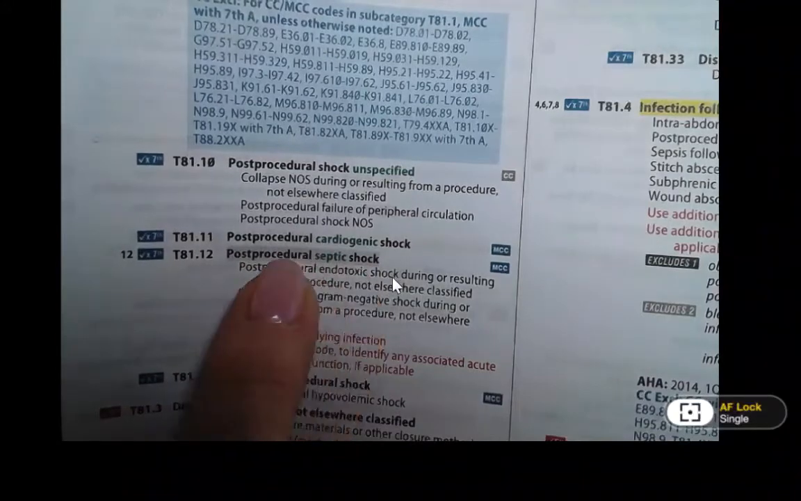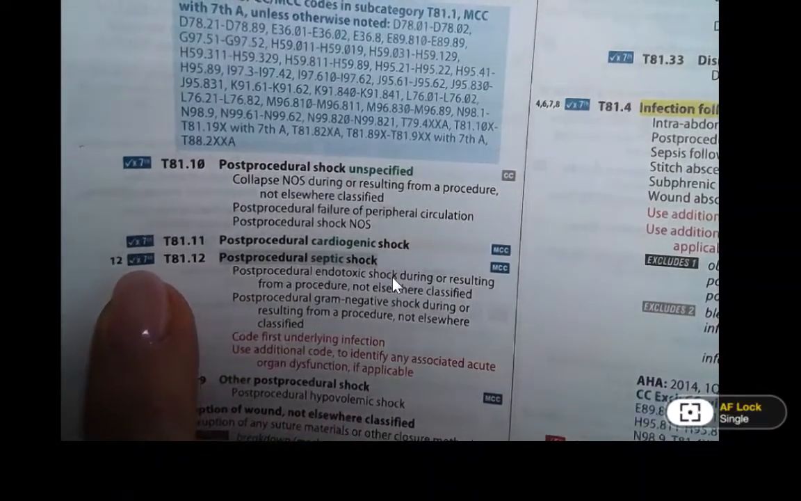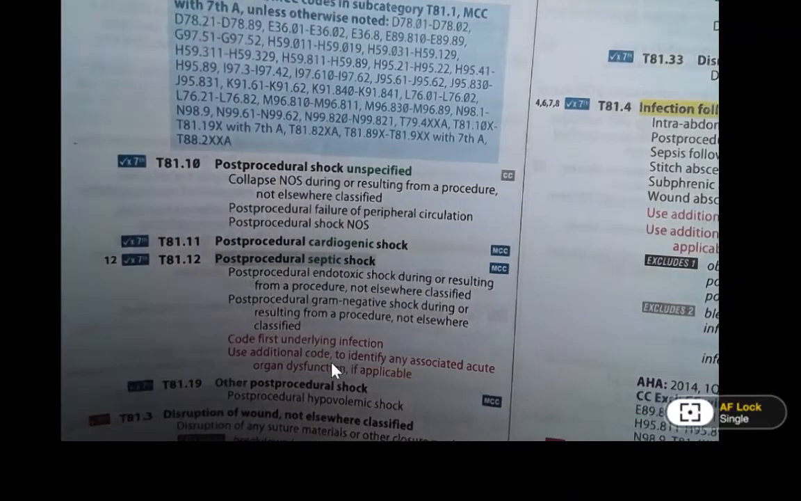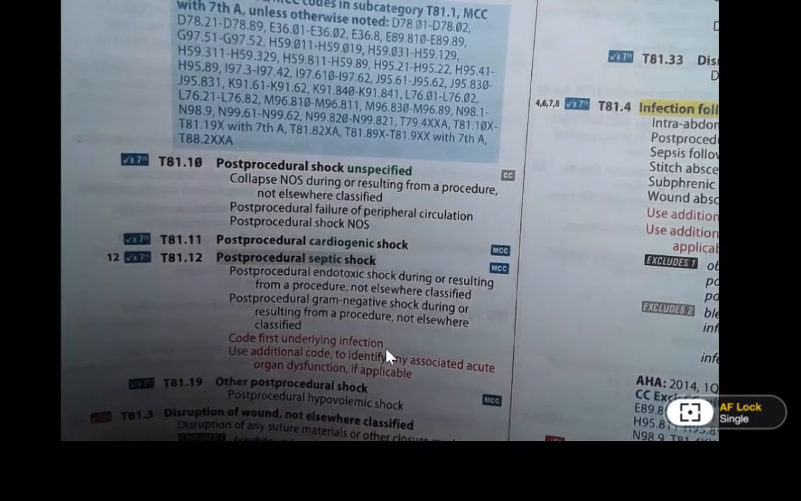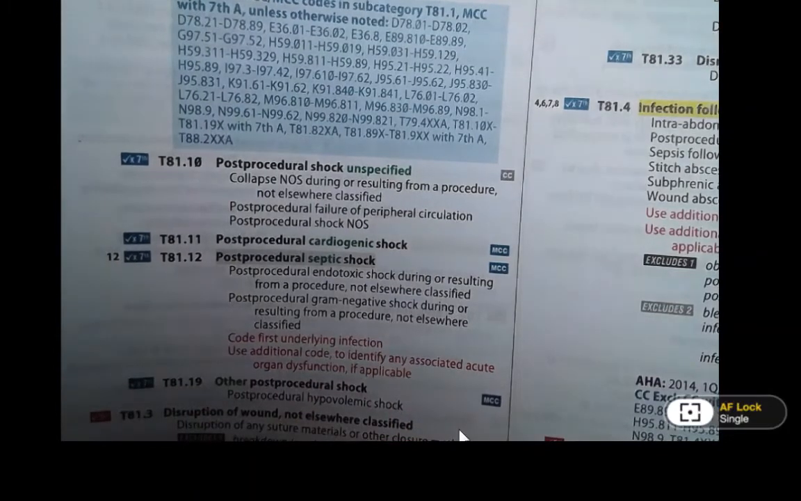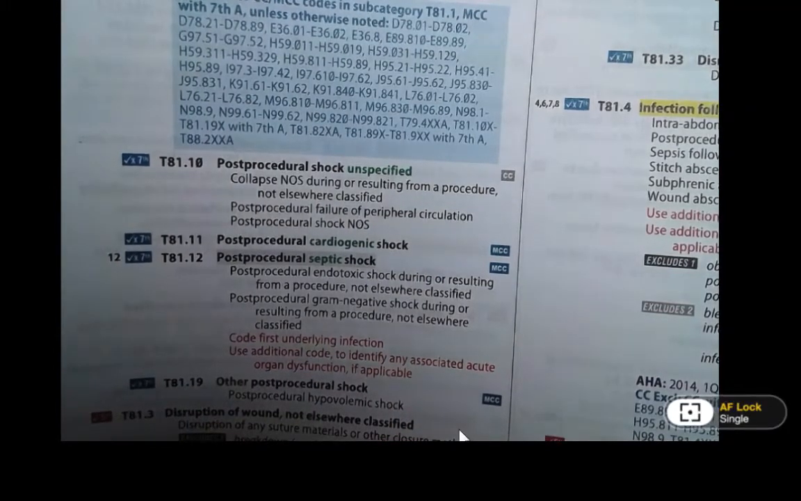Post-procedural septic shock. Here we go. This is us. It tells us we need 7 characters. Also, code first underlying infection. This instructional note does apply to us. And use additional code to identify any associated organ dysfunction.